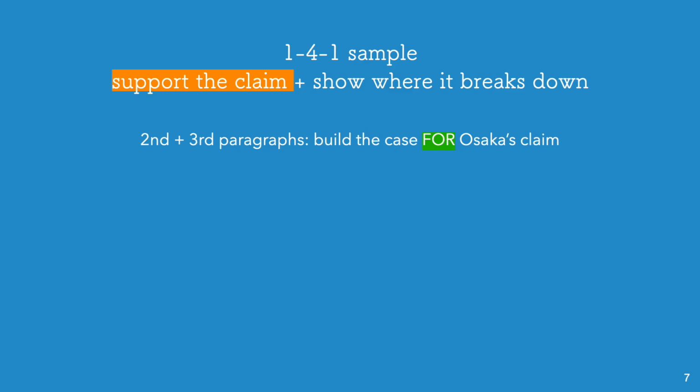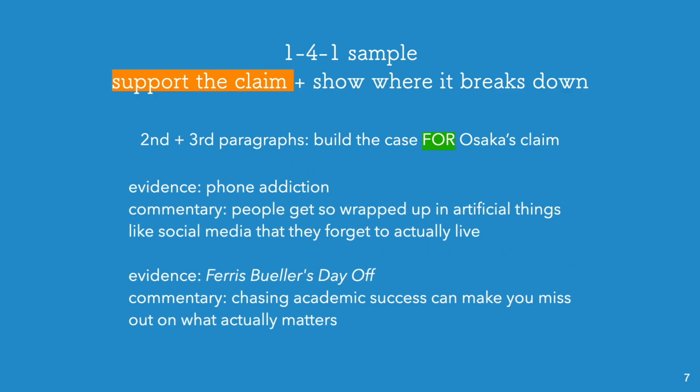In the second and third paragraphs, the student builds the case for Osaka's claim. They use their own phone addiction, 13 hours a day of screen time, to show how people get so wrapped up in artificial things like social media that they forget to actually live. They even bring up Ferris Bueller's Day Off to illustrate how chasing academic success can make you miss out on what actually matters. So at this point in the essay, Osaka's claim looks pretty valid, right?